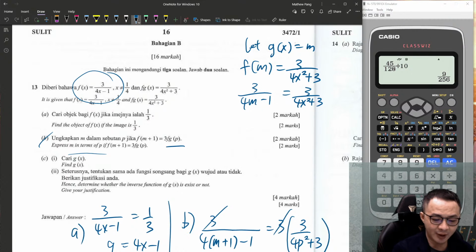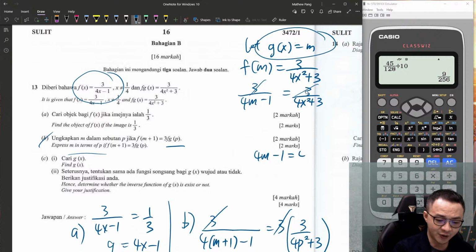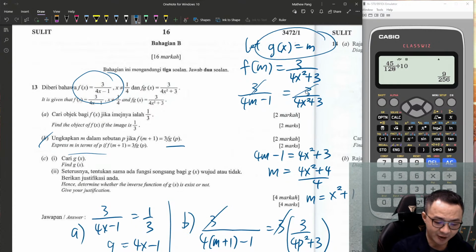So yeah, we cross over, multiply 3 and 3 will cancel out. So I want to make m the subject. When I got m, I got g(x). Okay, so this one is 4m minus 1 equals to 4x squared plus 3. So m equals to 4x squared plus 4 over 4. So m basically is x squared plus 1. So g(x) is basically x squared plus 1. Done. Yeah, this is how we get the g(x). I believe is about 3 mark, 2 mark maybe.